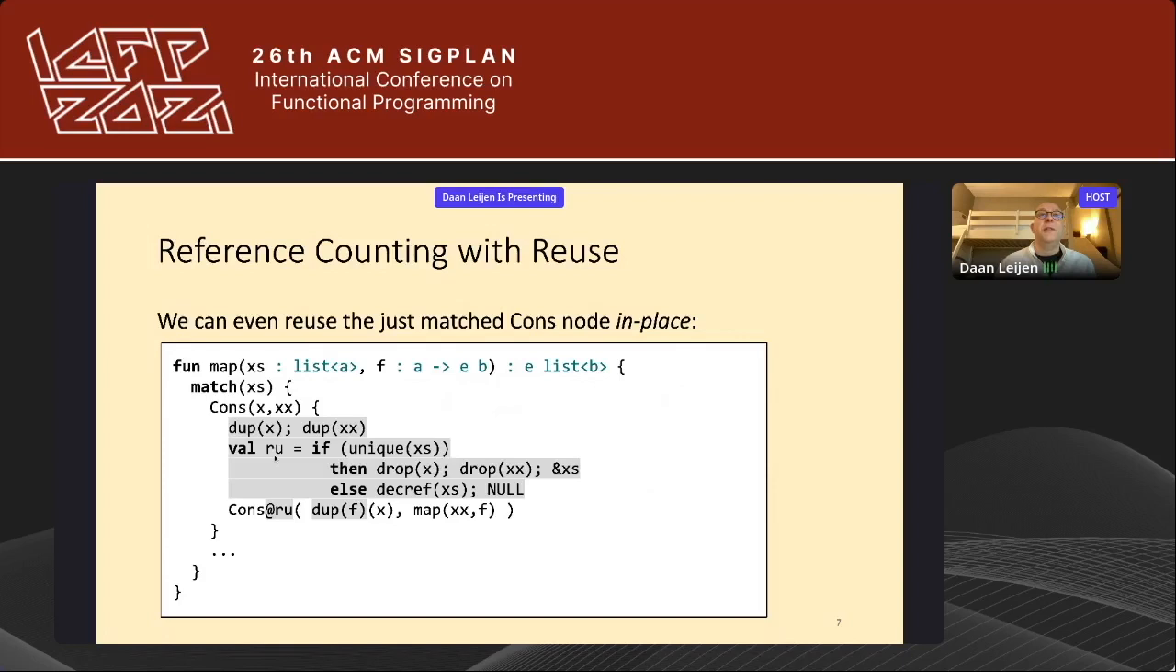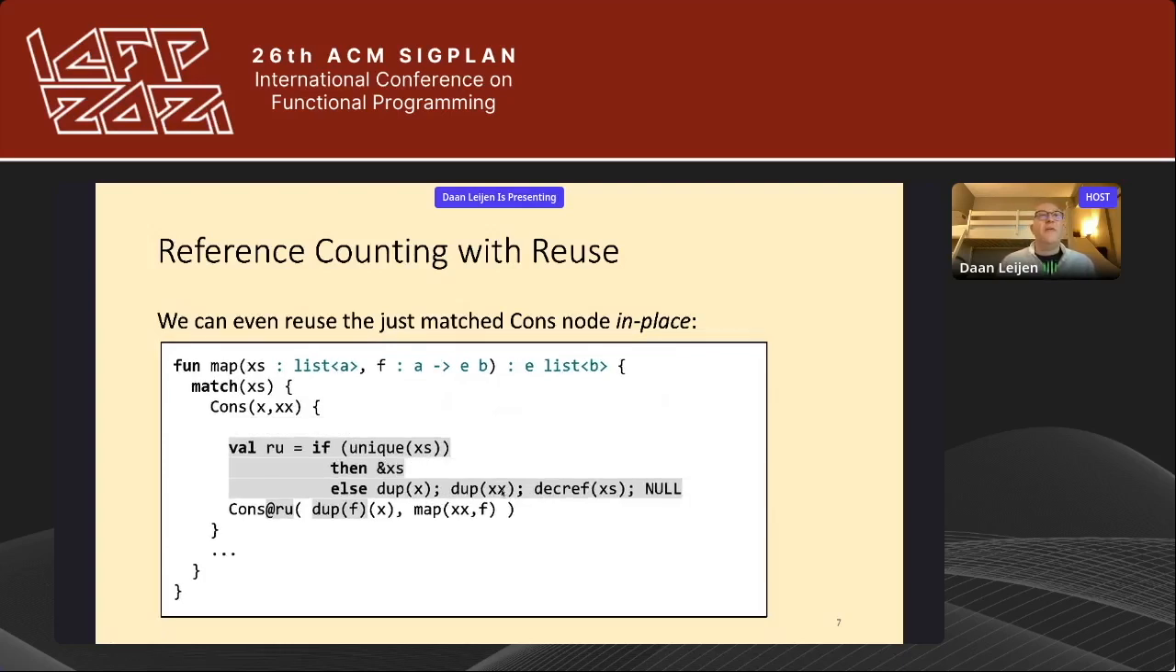It will look something like this. If it's unique, we drop the children, but we return the address. We don't free it yet. And if it wasn't unique, we just decrement it and we return null because then we can't reuse it. And this is dynamic. And then we push down dups again and we get fusion.